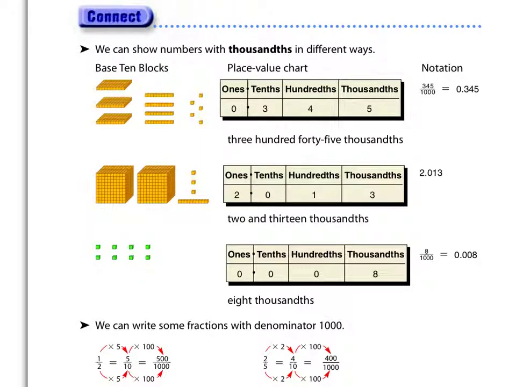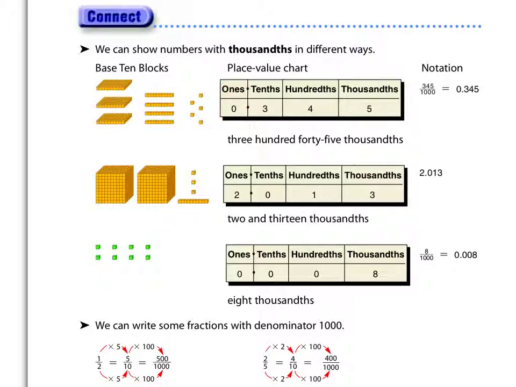All right, so let's take a look at your connect section. We can show numbers with thousands in different ways. Again, we could show them in base 10 blocks. That gets quite difficult with thousands because you have to draw the cubes. So, for example, here we have 3 tenths, 4 hundredths, and 5 thousandths to represent this decimal number, which would be said as 345 thousandths on a place value chart.